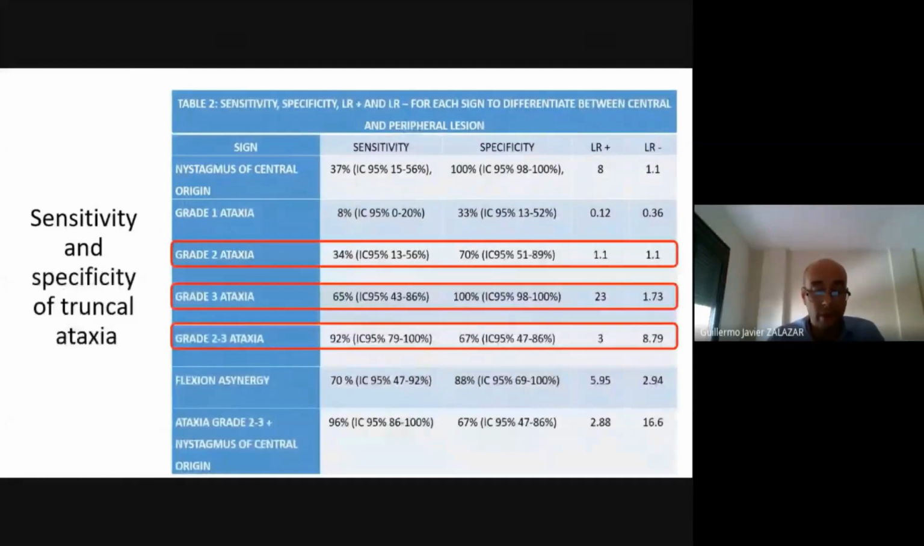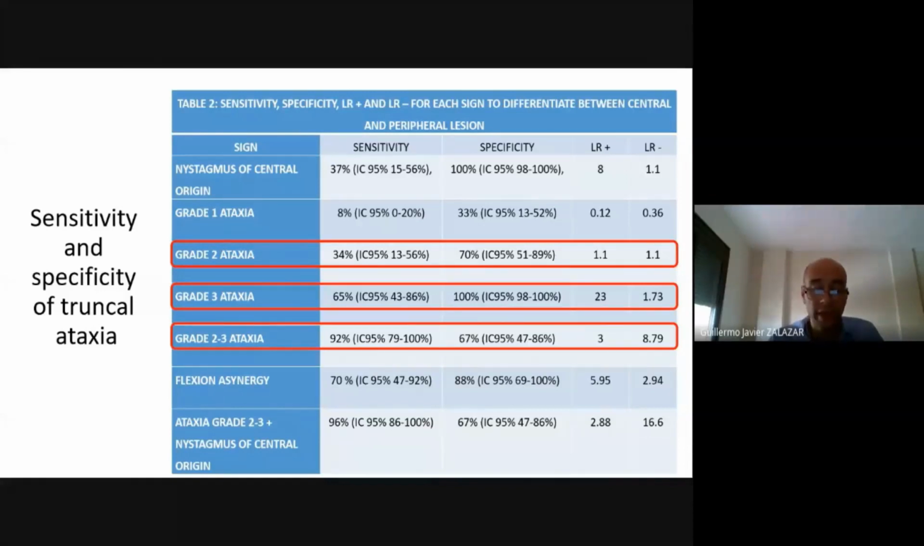In a study we carried out, with data which has not yet been published, we have proposed a simple categorization of truncal ataxia in 4 grades. Grade 0, no ataxia. Grade 1 ataxia, the patient can ambulate without assistance. Grade 2 ataxia, the patient needs help walking but can stand unaided. Grade 3 ataxia, the patient cannot stand without help. It can help in the differential diagnosis of acute vestibular syndrome.